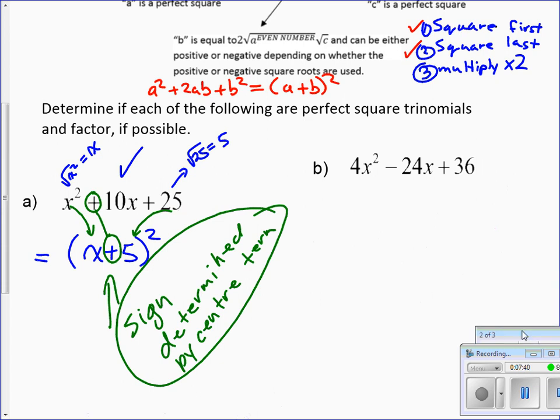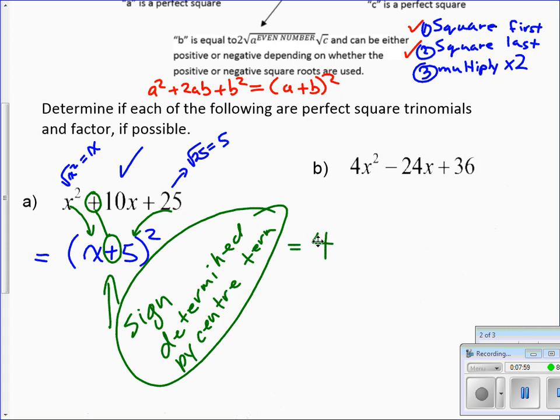Now, for our next problem, we have 4x squared minus 24x plus 36. Anytime we do factoring, you always need to check to see if there was a GCF. The GCF in this problem is 4, so let's pull that out right away.